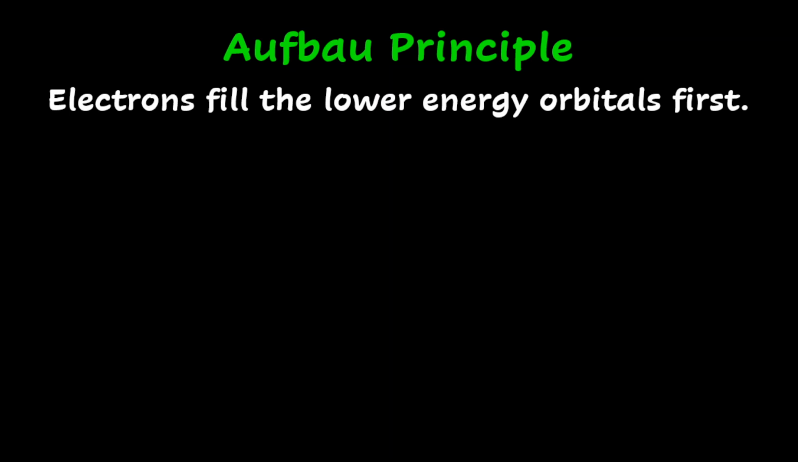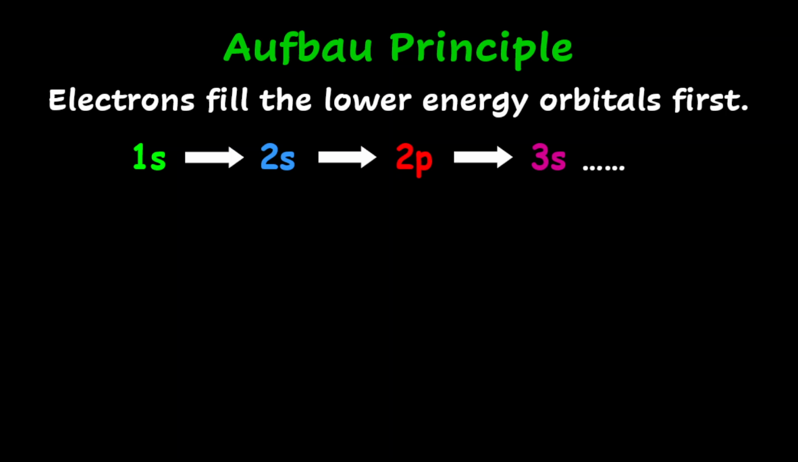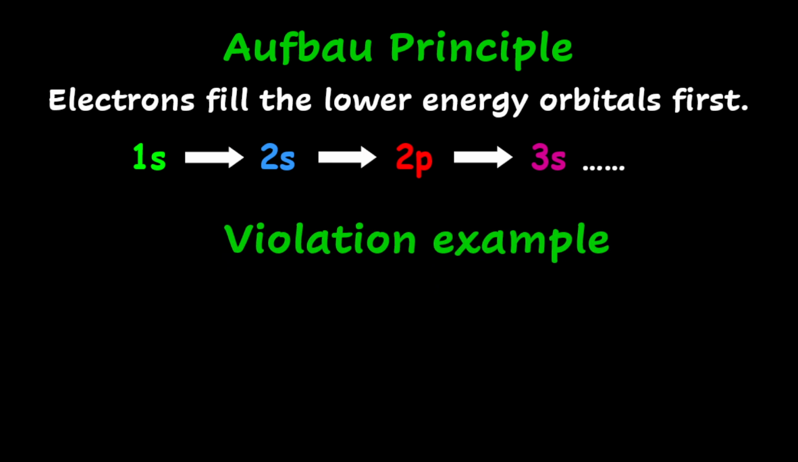Now the Aufbau Principle states that electrons fill the low energy orbitals first. So for example, in a given shell, the s orbital is filled before the p, then the d, and so on. So considering the order of filling of electrons, 1s is filled before 2s, then 2p, then 3s, and so on. So let's consider a violation to this principle.